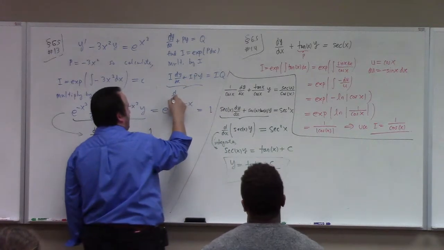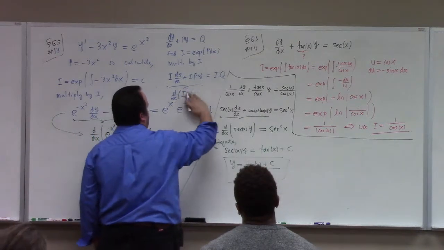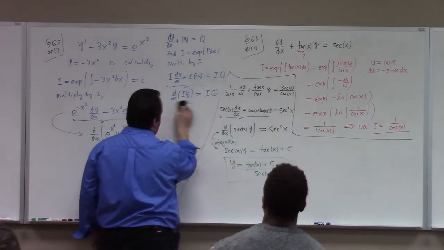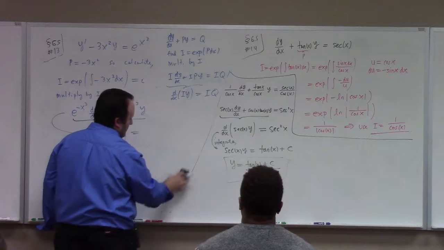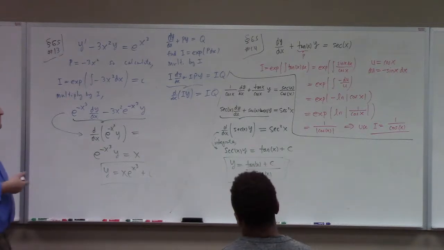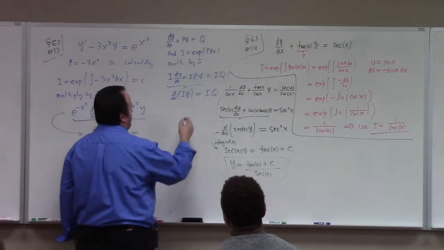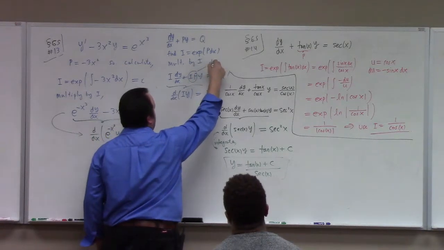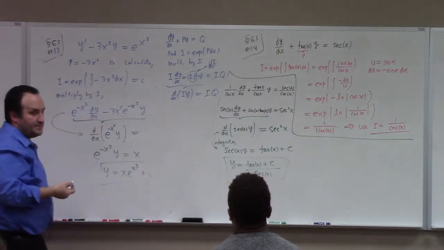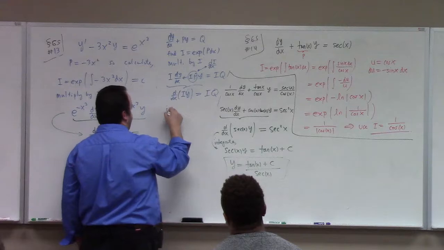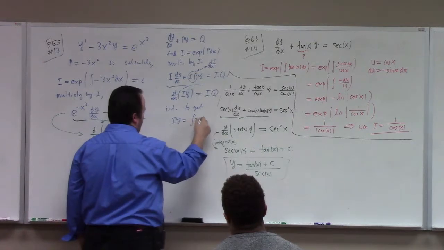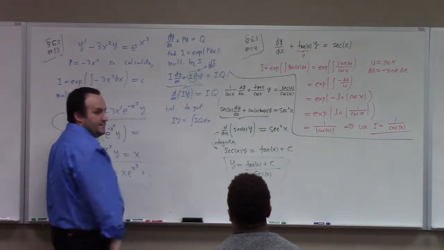This will always turn out to be d/dx of I y equal to I Q, because of how we constructed I. I is such that dI/dx is I times P. That is inescapable by the construction of I. And then integrate: I y equals the integral of I Q. And solve for y.